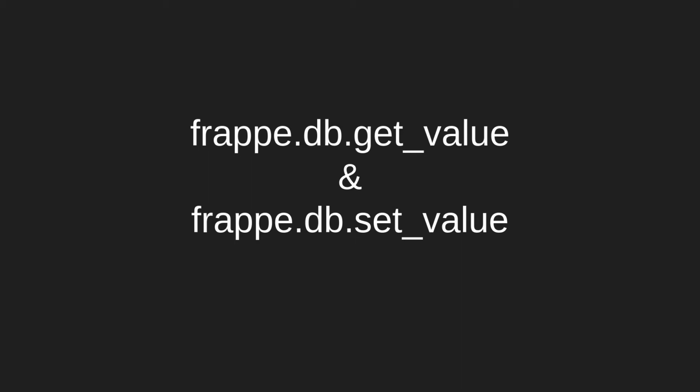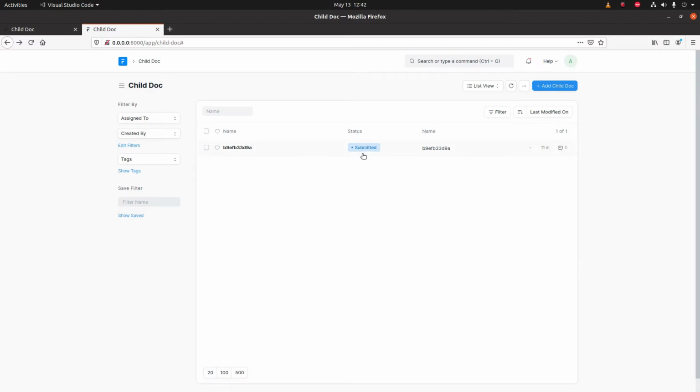From the last video we have seen the different events used in server-side scripting, and in this video I will show you how to fetch the values from different doc types and how to set the values to different doc types. But before that we need to change this child doc to a normal doc type. Now the child document is a submittable document, so I am changing that into a normal doc type.